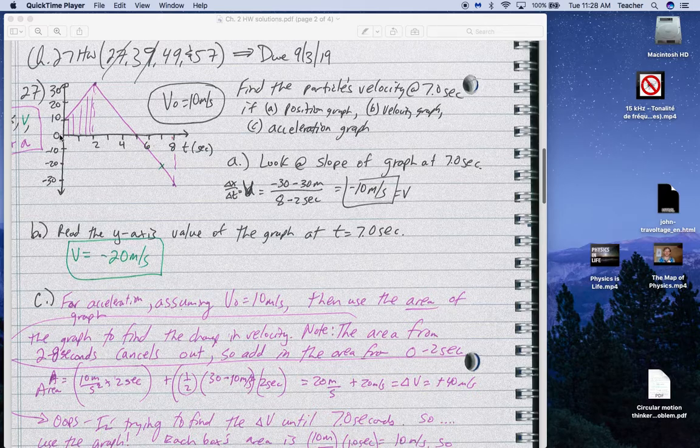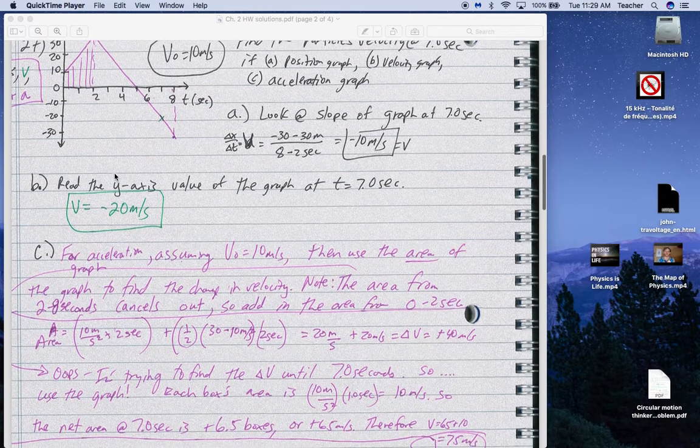For problem 27, this is the graph that you were given, and it was either a position, velocity, or acceleration graph. For the position graph, to find the velocity, I could look and see what the slope was at that point. And at 7 seconds, the slope was negative 10 meters per second. If it's a velocity-time graph, I simply went across and looked at the y-axis value at 7 seconds, and that was negative 20 meters per second.